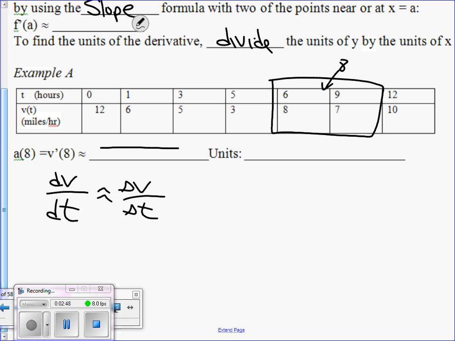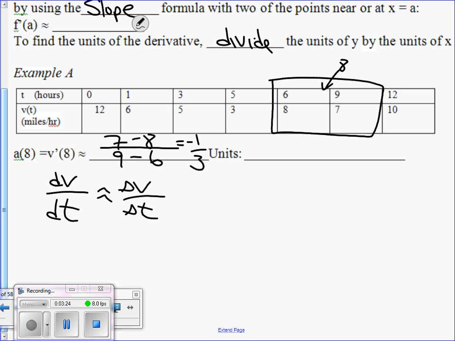So we picked points. Tell me what to write for the numerator. I don't care which one you start at. Do we want to put the change in time in the numerator? Okay, so we'll do 7 minus 8, and then you have to do 9 minus 6. So what does that give us? Negative 1/3.